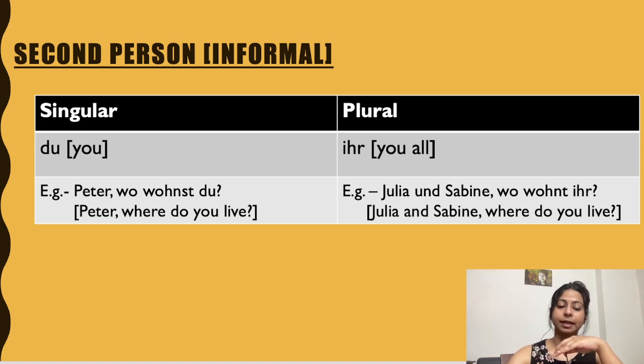Now moving on to the second person informal situation. The situation we are talking in second person can either be formal or informal. Now we have already learned this in the previous lessons. So here are the pronouns in informal situations first. So when we are talking to a single person, we use du, and when we are talking to more than one person, we use ihr. So du means you and ihr means you all. So in second person informal situation, it's du and ihr.